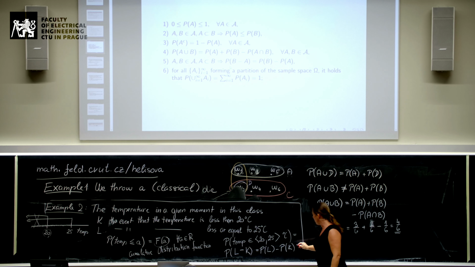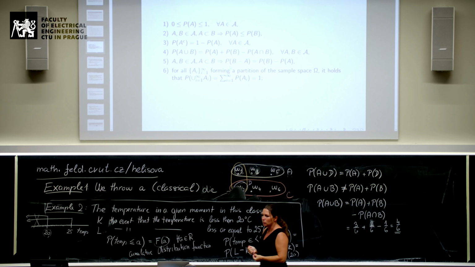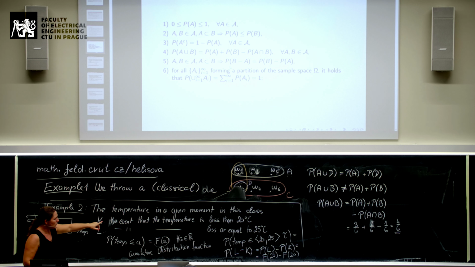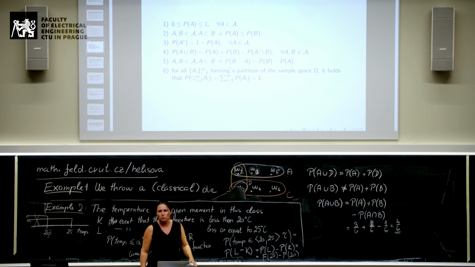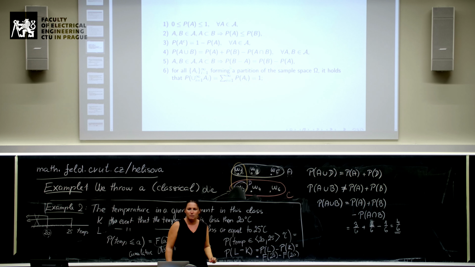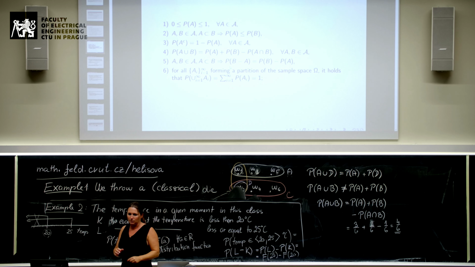And now, when we have the distribution function, it is nothing other than the distribution function in the value 25 minus the distribution function in the value 20, but we will talk about this distribution function later, as I said. So now I wanted to show you when it is useful to have this information that the probability of the difference of the events can be calculated as the difference of their probabilities.